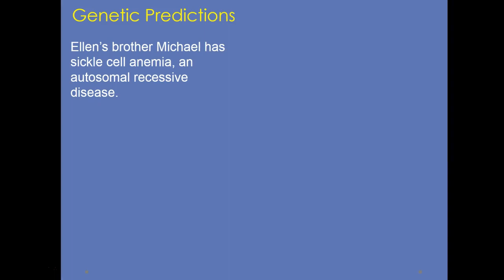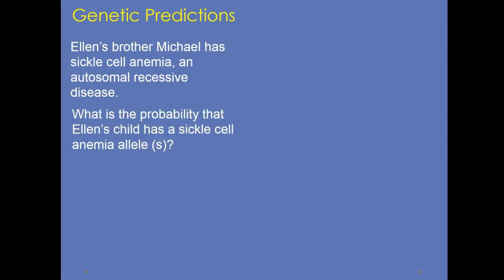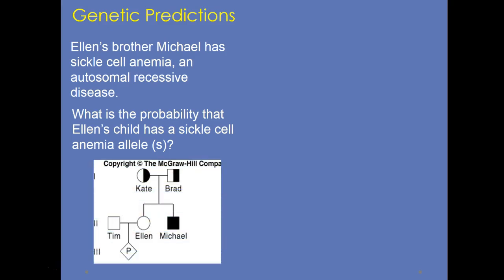All right, so let's do some genetic predictions here. So we've got Ellen's brother Michael has sickle cell anemia, which is an autosomal recessive disease. What is the probability that Ellen's child has a sickle cell anemia allele? Okay, so now we're going to work backwards a little bit. So Ellen's brother has sickle cell disease. She wants to know if she is a carrier for that disease. So how can we work that?